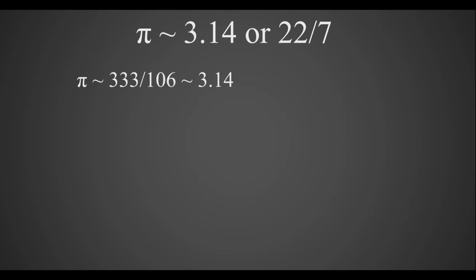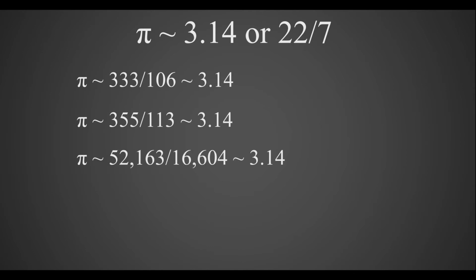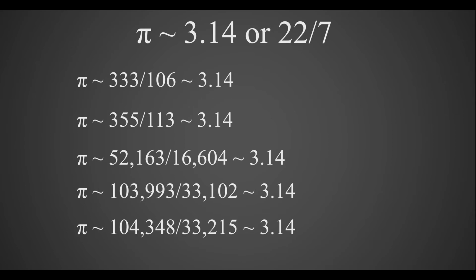Pi can be expressed as 3.14 or 22/7. However, here are some more approximate fractions. So you can have 333 over 106, 355 over 113, 52,163 over 16,604, 103,993 over 33,102, 104,348 over 33,215. Now we can see that all of these fractions approximate to pi.